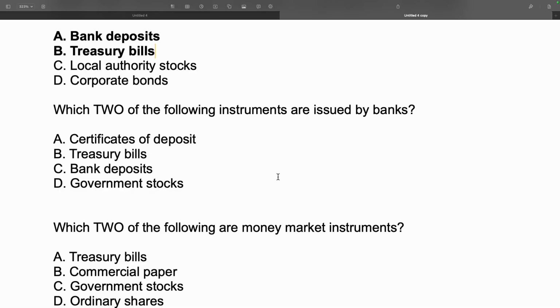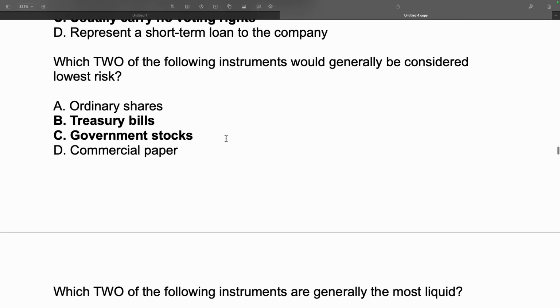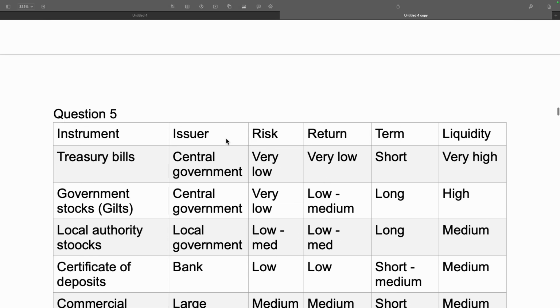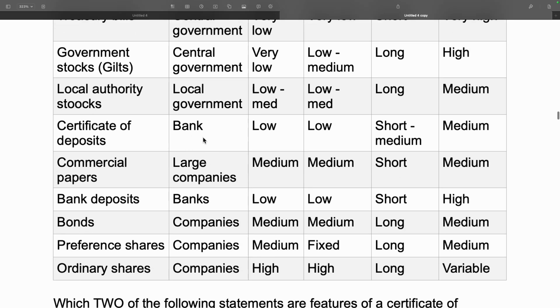Which two instruments are issued by the bank? So you know this one, issued by bank. When you go up here, issued by bank: certificate of deposit, bank deposit.